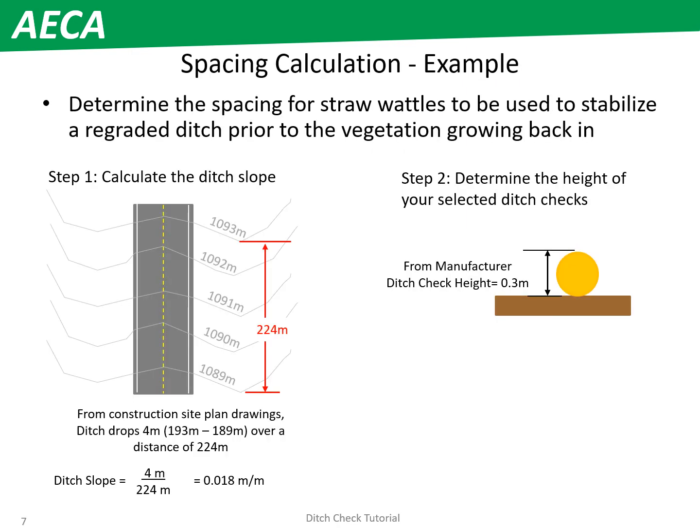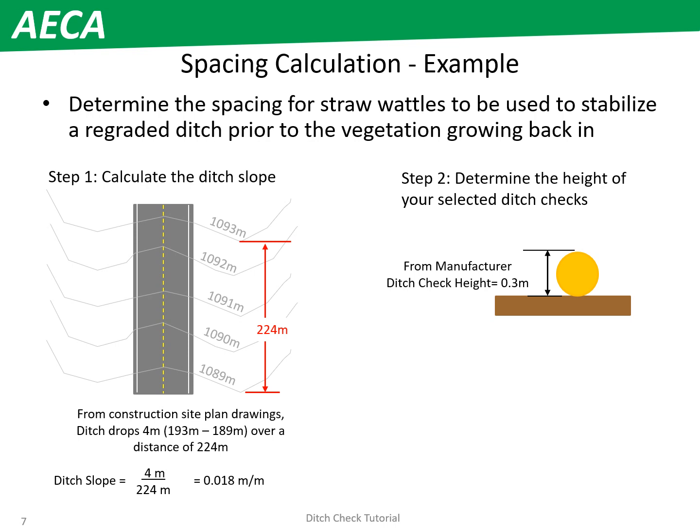Here is an example calculation for spacing of straw wattles used to stabilize a regraded highway ditch. In the first step, we look at the construction site plan drawings to determine that the ditch slope drops 4 meters over a distance of 224 meters. So our calculated slope is 4 divided by 224, which equals 0.018 meters per meter. Note that if your ditch doesn't have an even slope, you may have to calculate more than one ditch check spacing for your project based on the range of slopes on site.